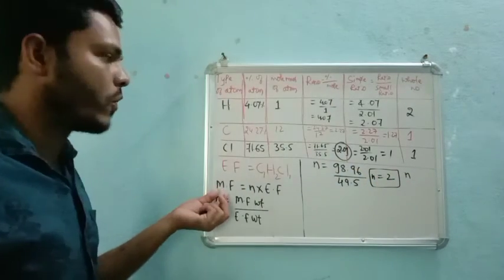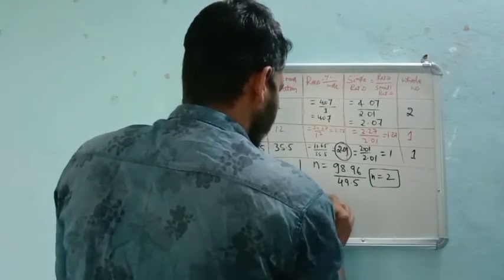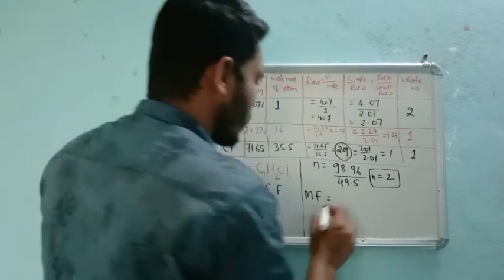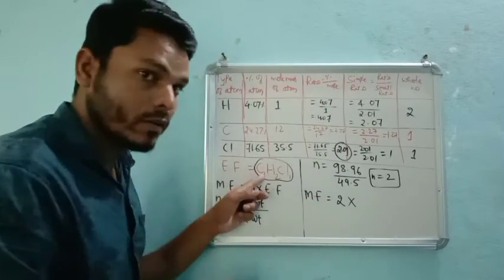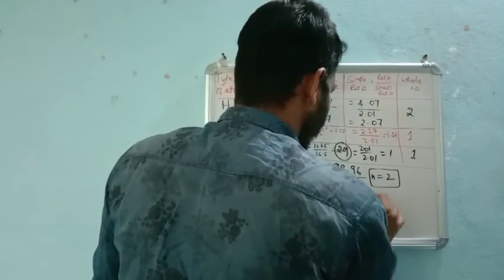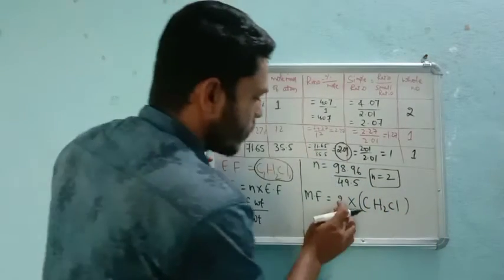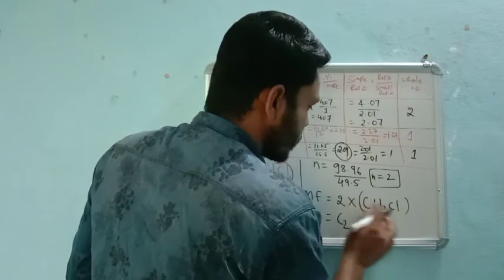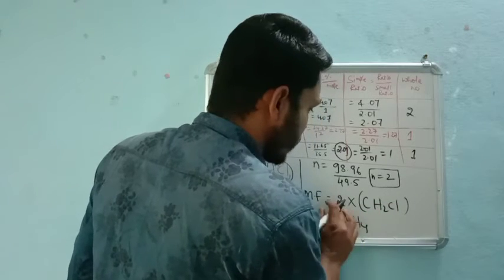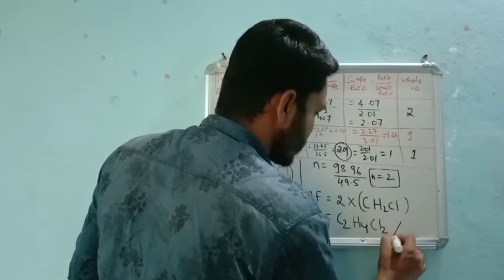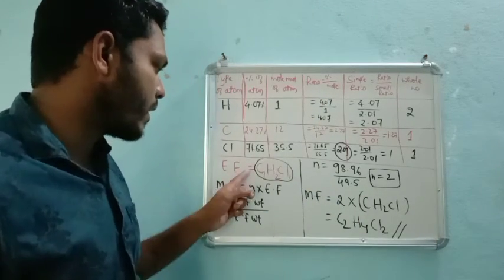Now go for the molecular formula directly. Molecular formula is equal to N, what is the value of N? 2, into the empirical formula, what we got, CH2Cl. Now calculate: 2 into C, C2. 2 into H2, that means H4. And 2 into Cl, Cl2. So this is our molecular formula, C2H4Cl2.